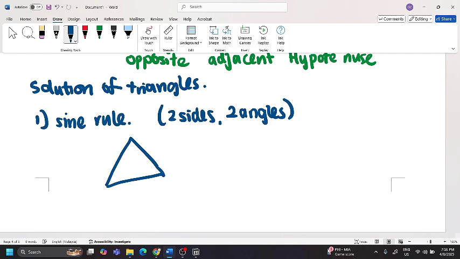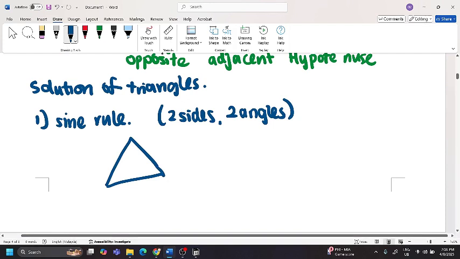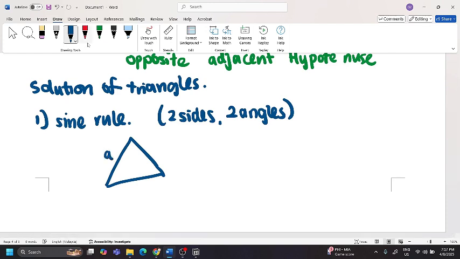So when I draw a triangle, I will label the length as A. And A has its own angle A, at the opposite of it, opposite here. So here it's angle A. If I label here as length B, the opposite of it should be angle B. If here is length C, the opposite of it is angle C.